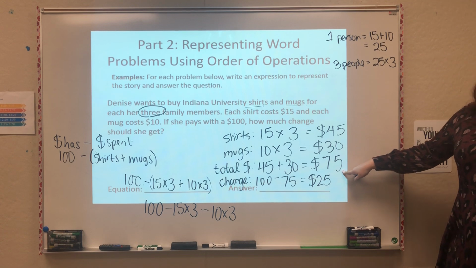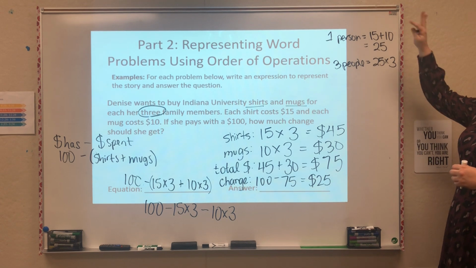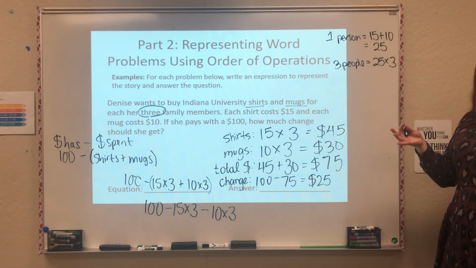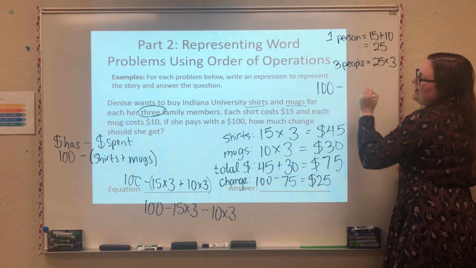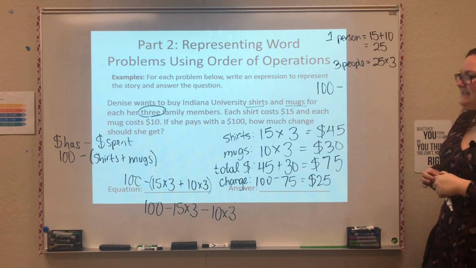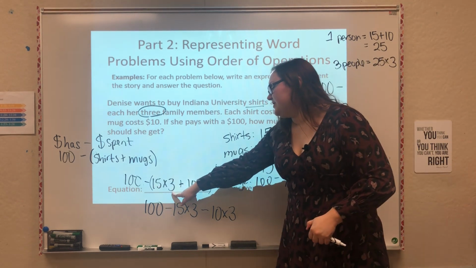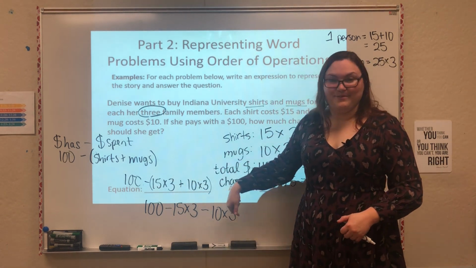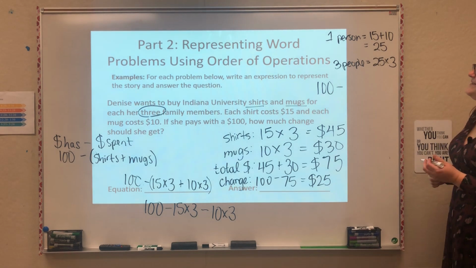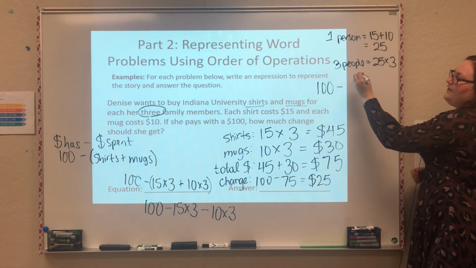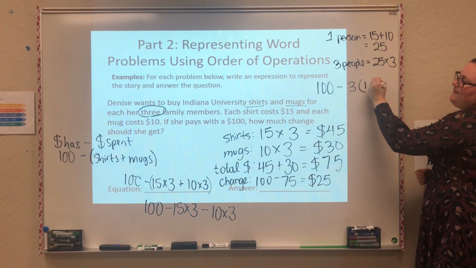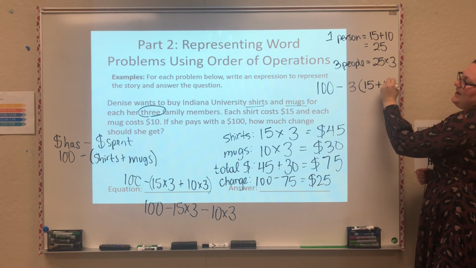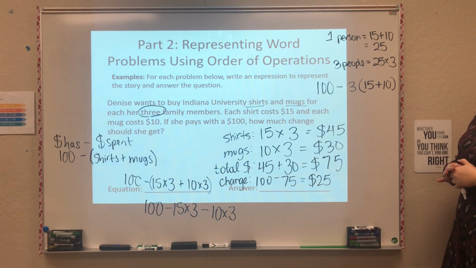Notice that's the same thing we've got here. So if you were thinking about it this way, I think the last way you could write this is we're starting off with $100, and then instead of saying we're spending $15 on 3 shirts and $10 on 3 mugs, we could say we're going to subtract for 3 people the cost of a shirt and a mug.